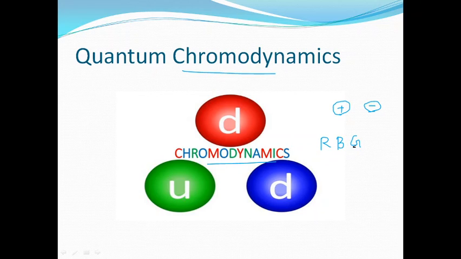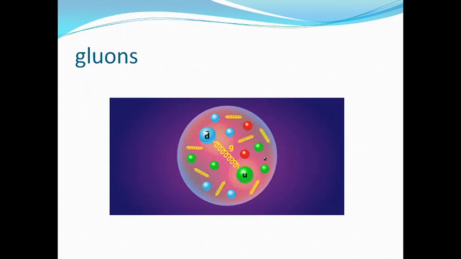This does not have anything to do with the real color that we see around. These are three basic properties that quarks can have. The dynamics between quarks, depending on their color, red, blue or green, is studied under quantum chromodynamics. And these quarks interact through the exchange of gluons according to quantum chromodynamics. The force between quarks is due to the exchange of a particle called a gluon.